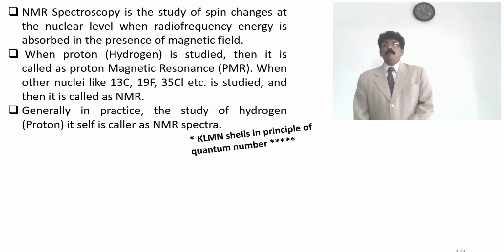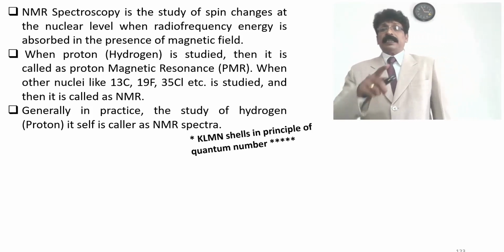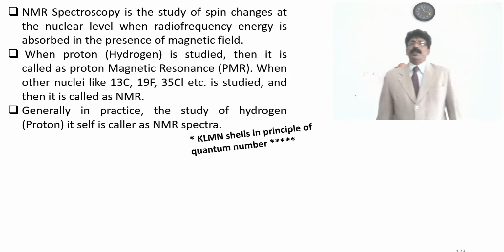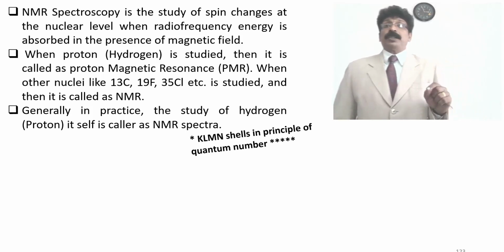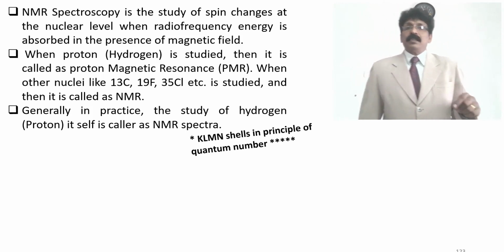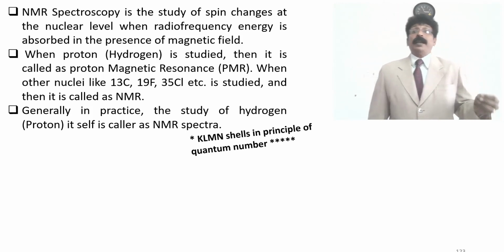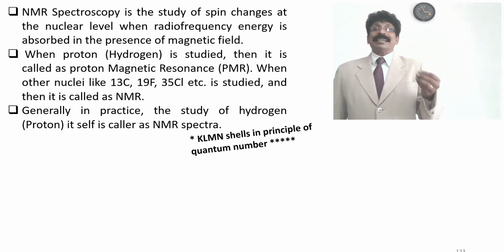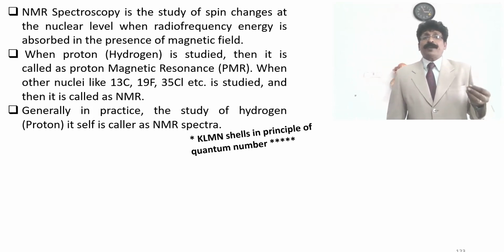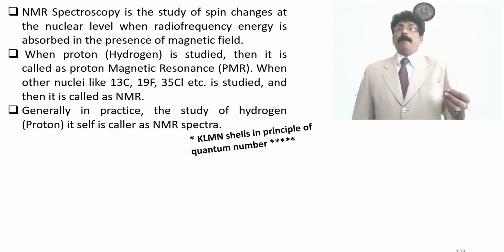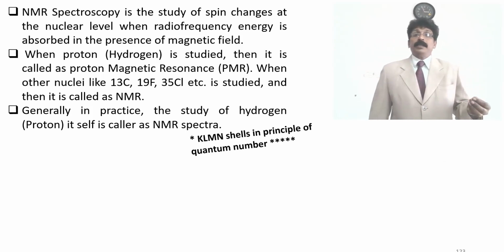We should know about the K, L, M orbitals. The principle of the quantum number of the molecule is very important for studying the basic principle behind nuclear magnetic resonance. Any atom has orbitals K, L, M, N, where K is closest to the nucleus. This is the principle of quantum number.